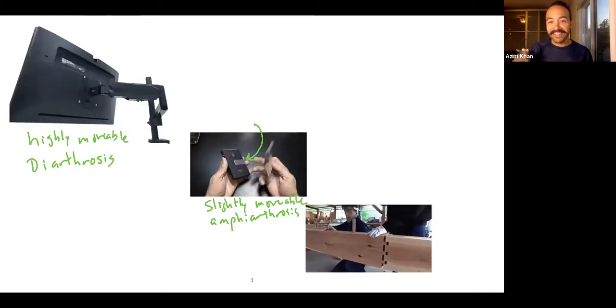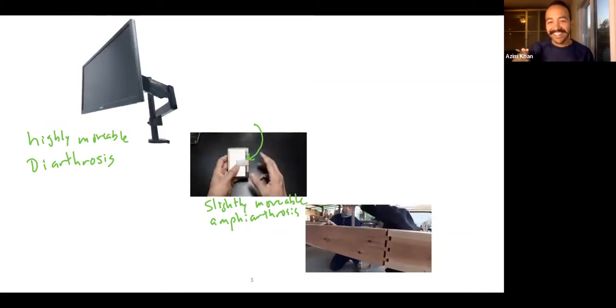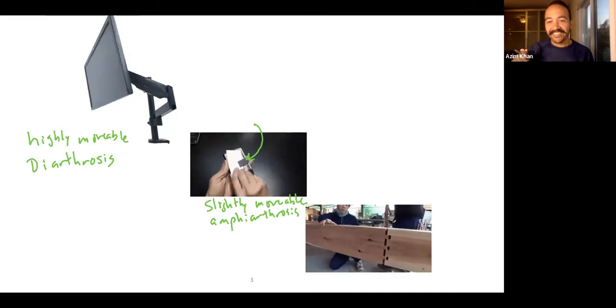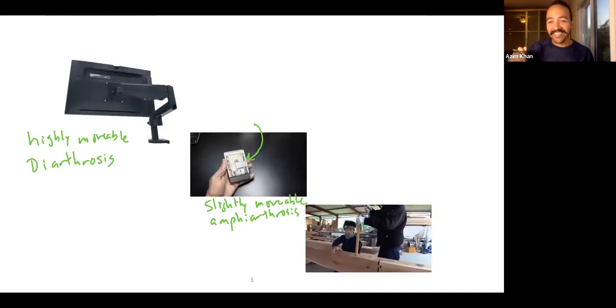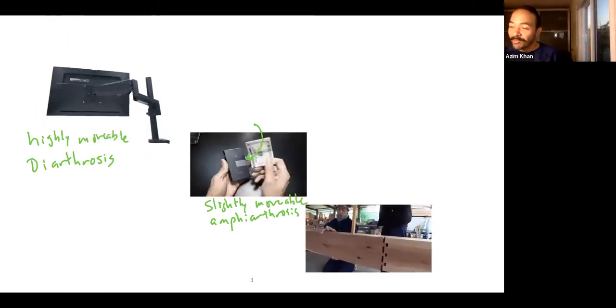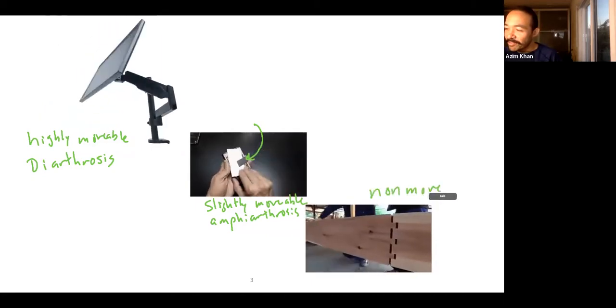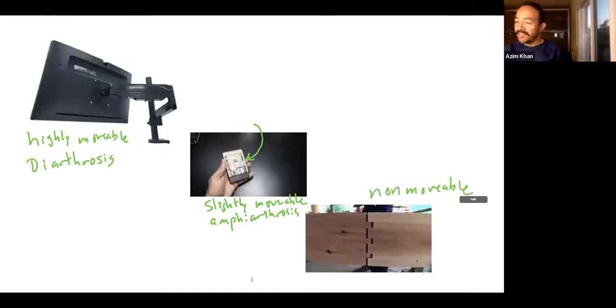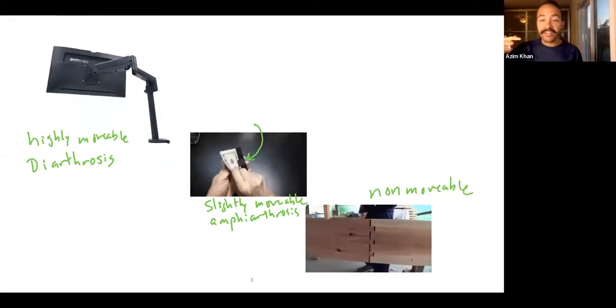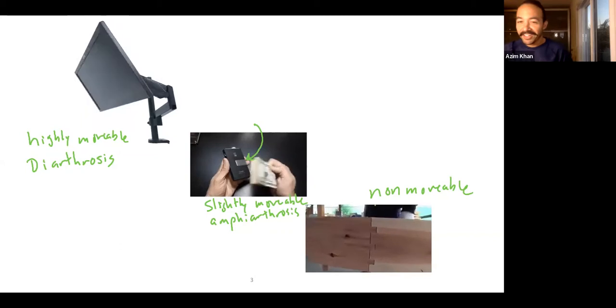Almost there. Anyways, this is a non-movable joint. It's almost there.